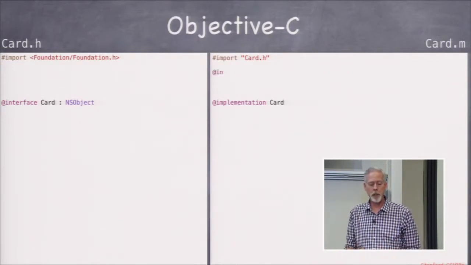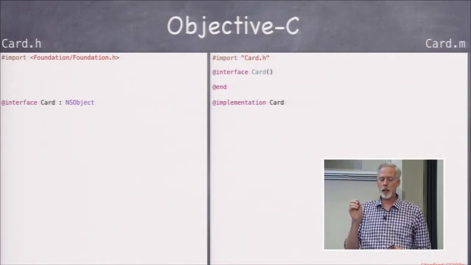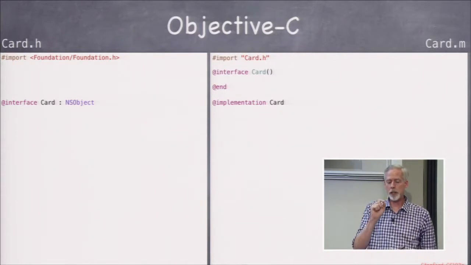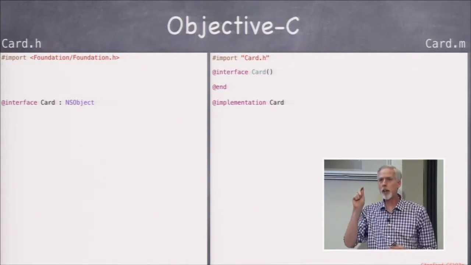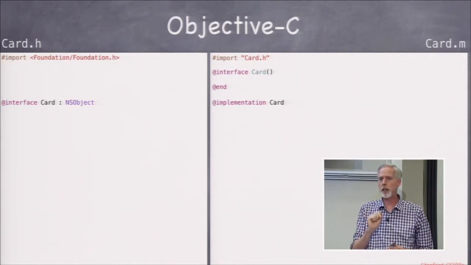Makes perfect sense. We can also have private declarations, okay? Declarations of properties and methods that are private inside of our implementation file by putting this little @interface, name of our class, open parentheses, close parentheses, and then @end. So we can have a little space here where we can put little private declarations.